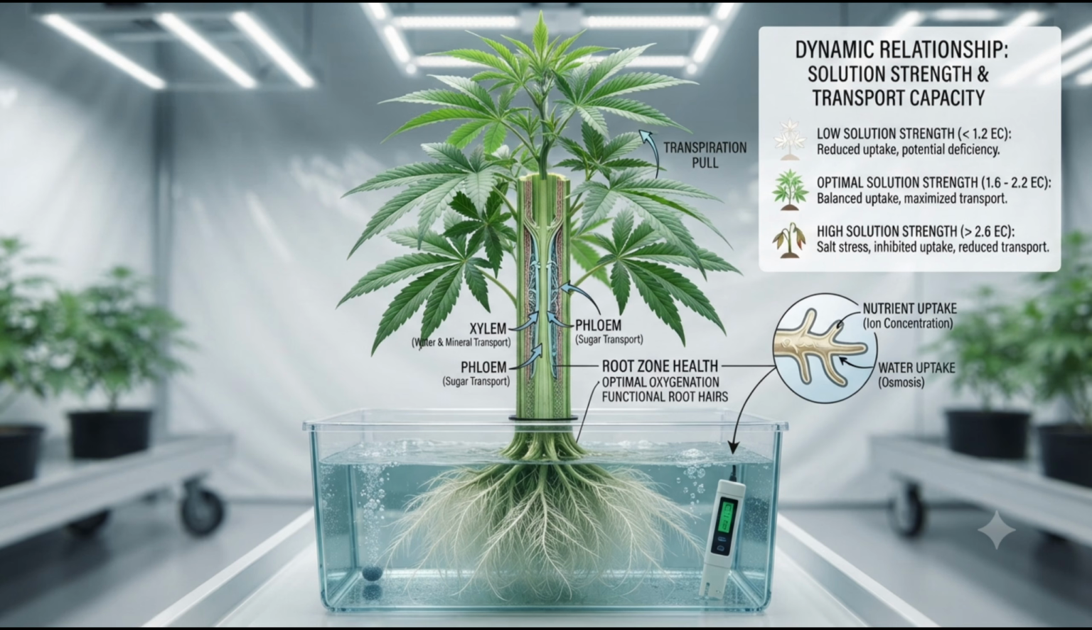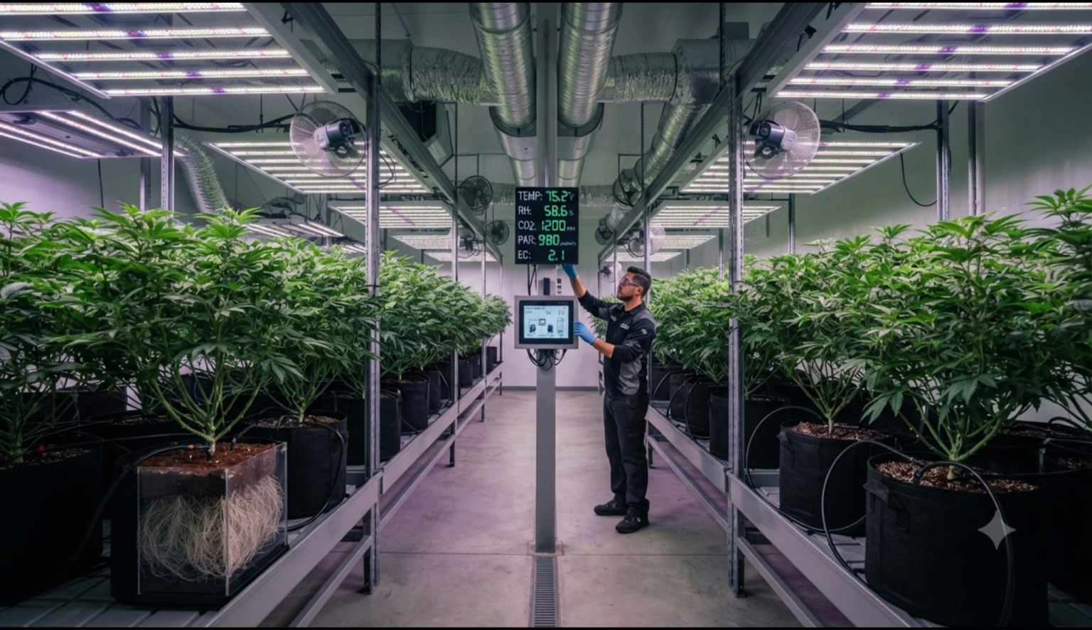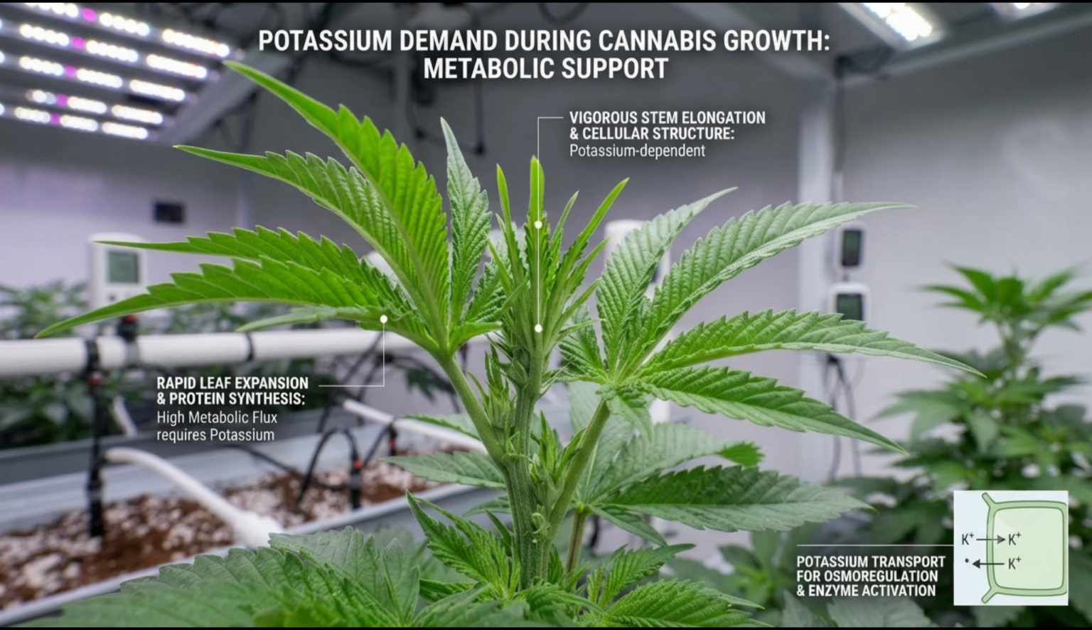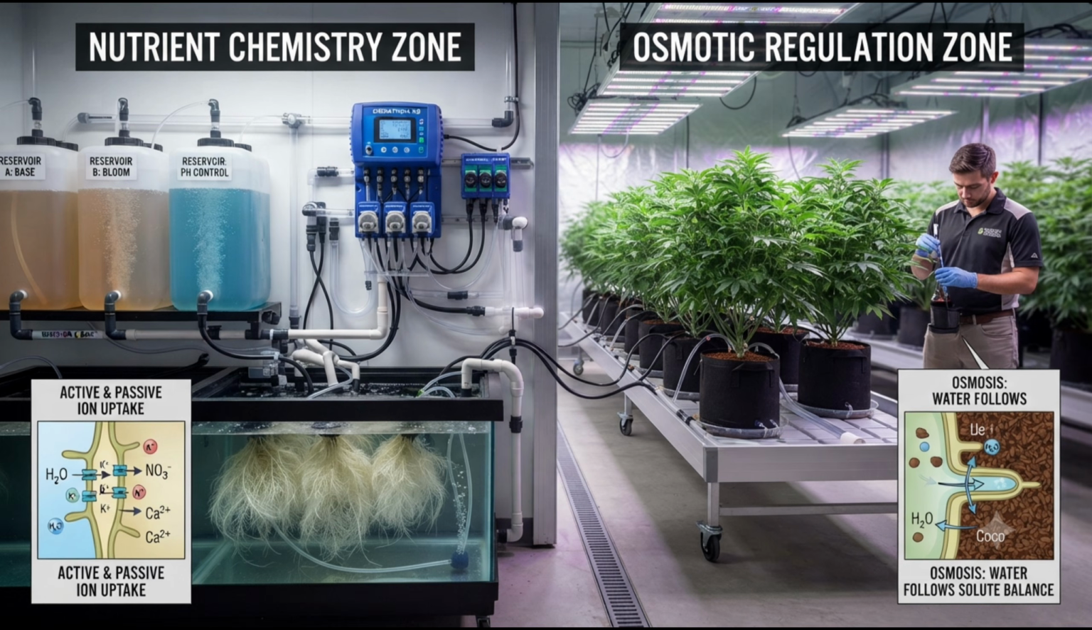Environmental conditions are inseparable from this system because they directly regulate osmotic behavior and uptake efficiency. Temperature controls enzymatic activity and metabolic speed. Humidity controls transpiration pressure and water movement. Oxygen availability in the root zone determines transport efficiency. Carbon dioxide influences photosynthetic demand, which feeds back into nutrient uptake requirements. Every environmental variable ultimately converges into mineral transport efficiency and osmotic regulation.